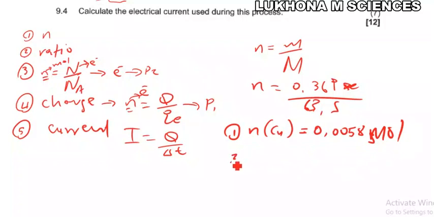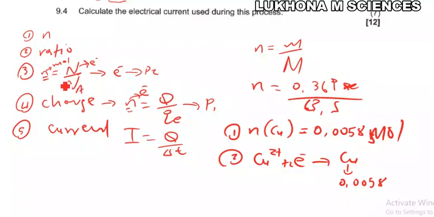Now we're on step number 2, that is the mole ratio. Remember that we said Cu2+ plus 2 electrons gives Cu. Now we have the number of moles of the copper, that is 0.0058, but we need the number of electrons. We have these 2 here, the ratio is 1:2. So we have 0.0058 that goes with copper. Then below 2 we have n. Then we can cross multiply.